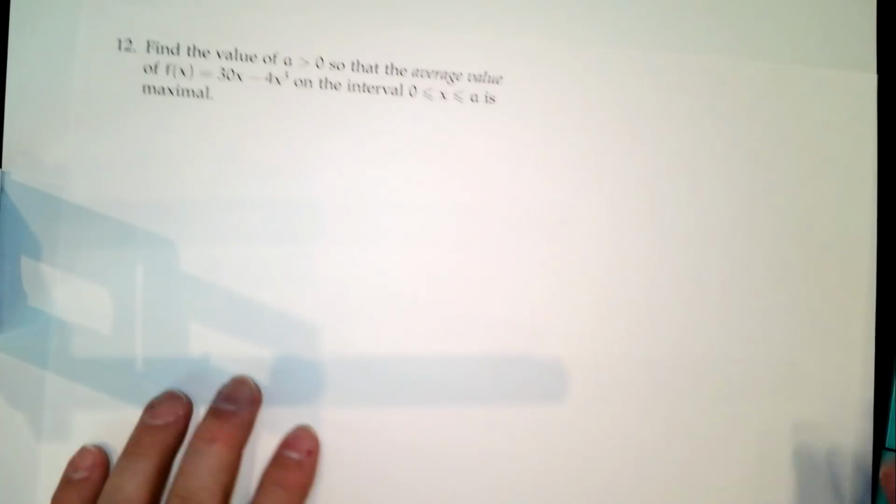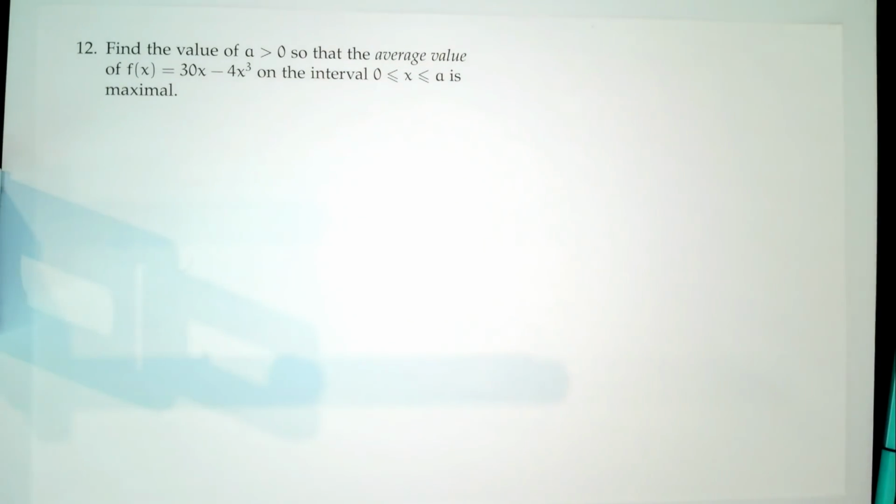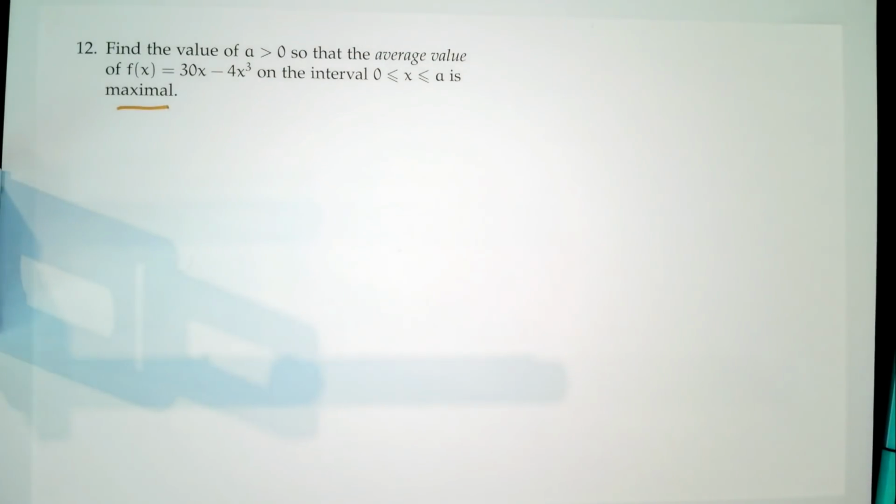Here we go. Number 12. Find the value of a, which is positive, so that the average value of the function f of x equals 30x minus 4x cubed between 0 and a is maximal. What kind of problem are we in? Optimization problem, yeah. When you see the word maximal or minimal or anything that says find the biggest, find the smallest, anything like that, you're in an optimization problem. All right, so we're trying to optimize. What is it we're trying to optimize?